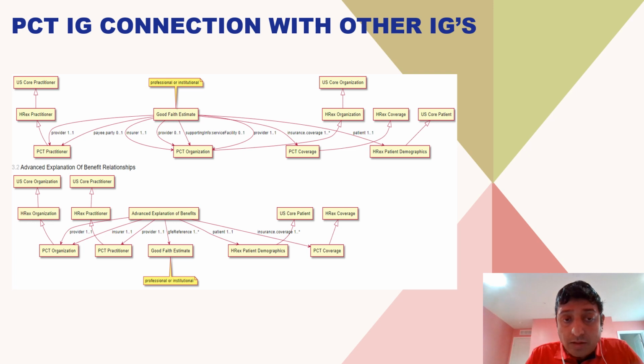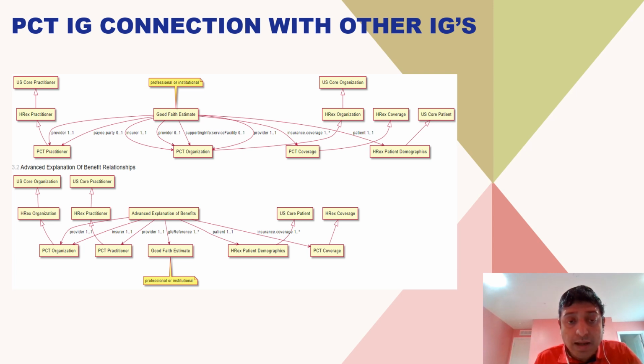Now, before we close this particular video, let's talk about how the patient cost transparency implementation FHIR guide connects with other IGs. So if you look at it, there are 2 main components to it. One is the good faith estimate and one is the advanced explanation of benefit. The good faith estimate, there are different resources from which it is collecting information. For example, PCT organization, PCT coverage, HREX organization, PCT practitioner.